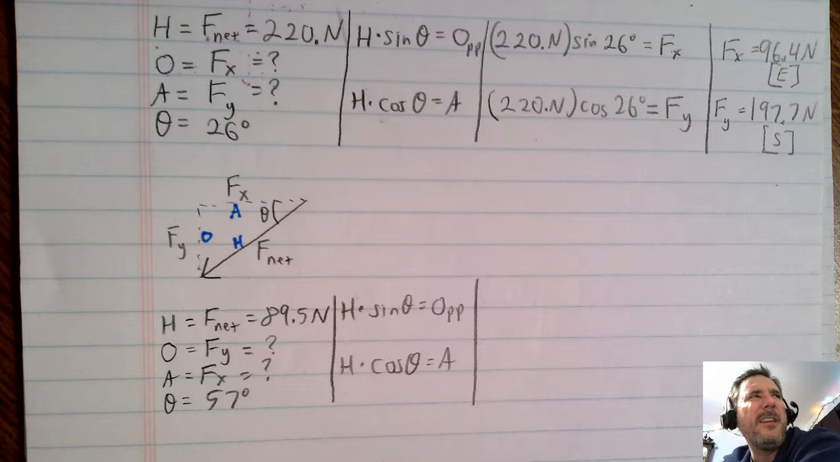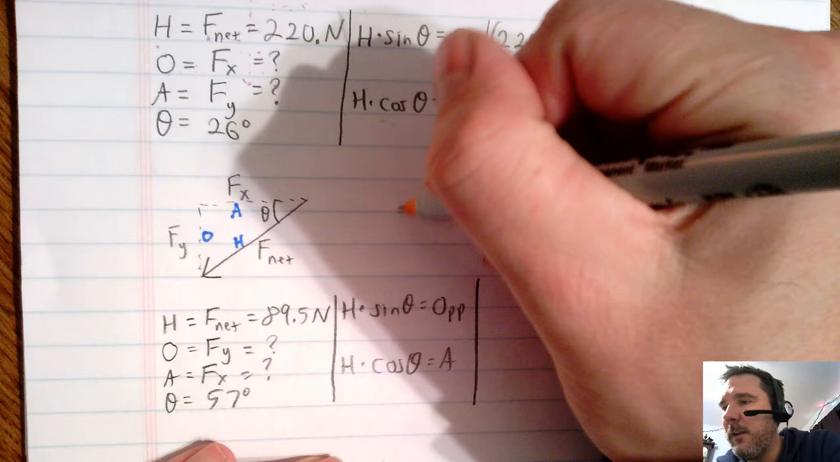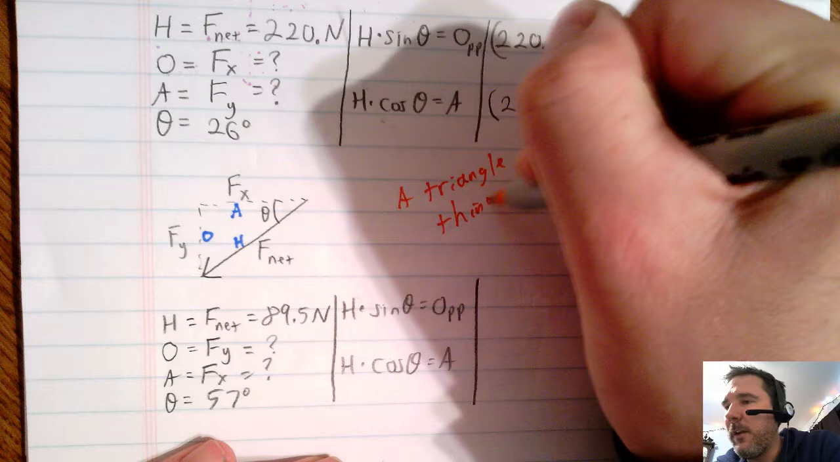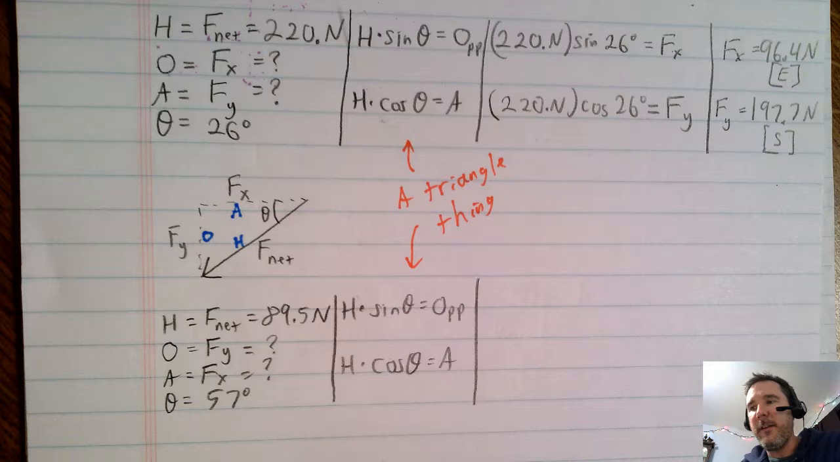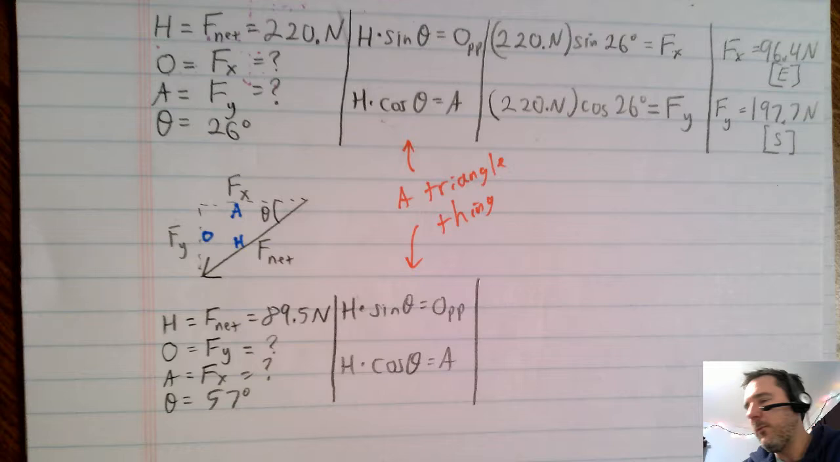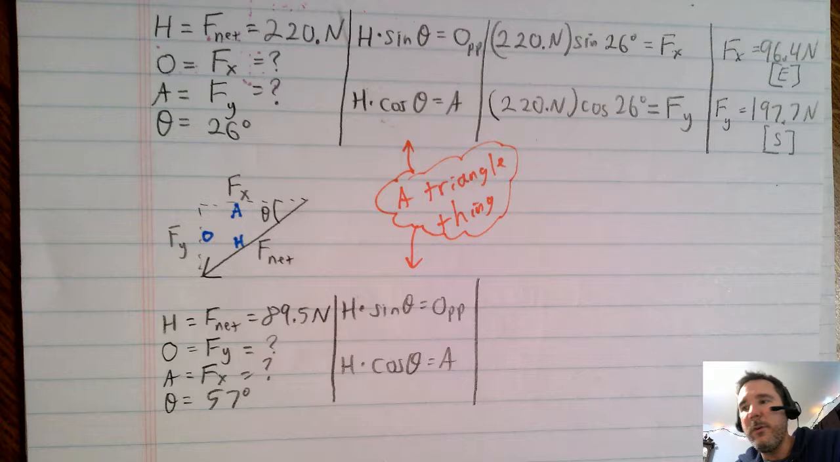All right. So this is true for all triangles. This is just a triangle thing. It's not a forces thing. It's a vector thing. So these things are just independent of what we're doing. It's like a tool in our tool chest. It's like, okay, we got a hammer.